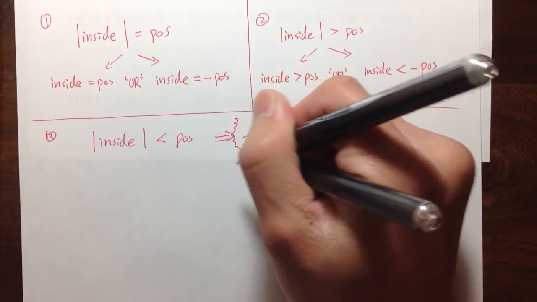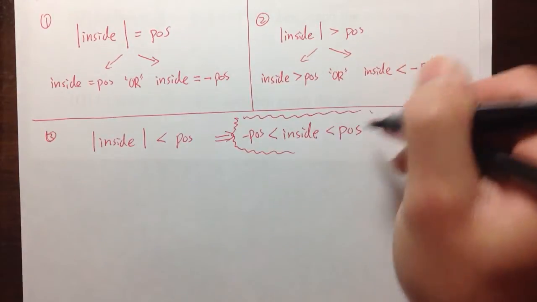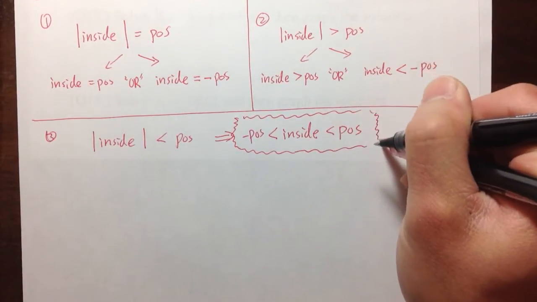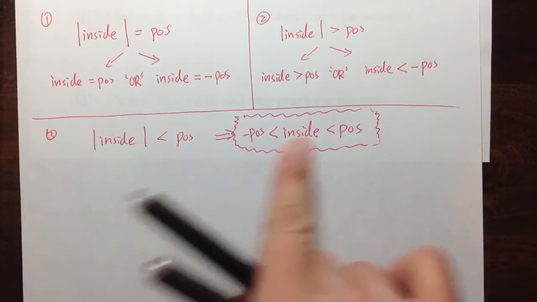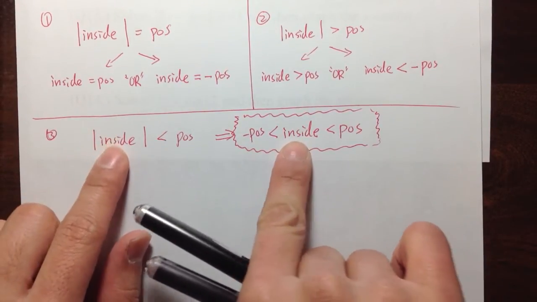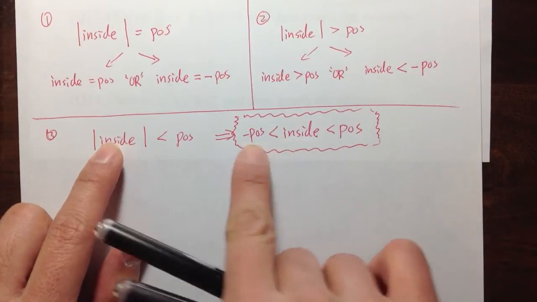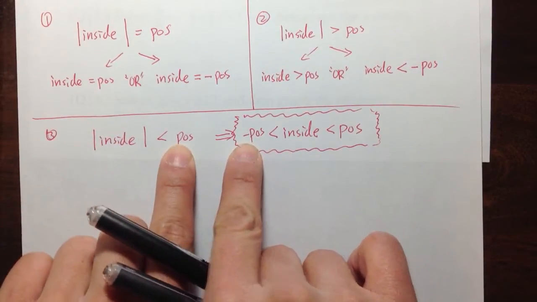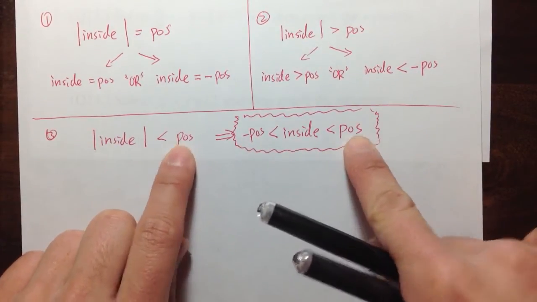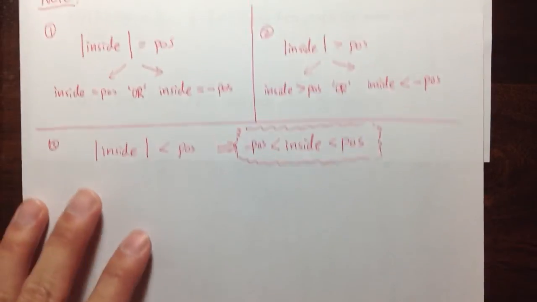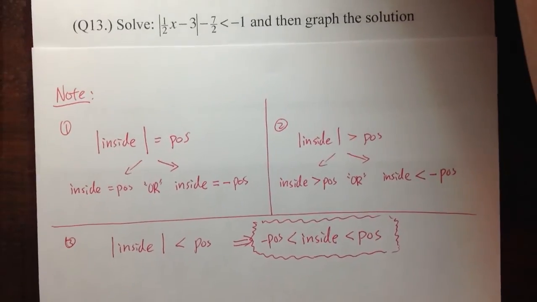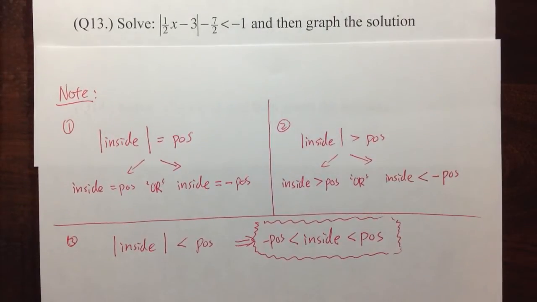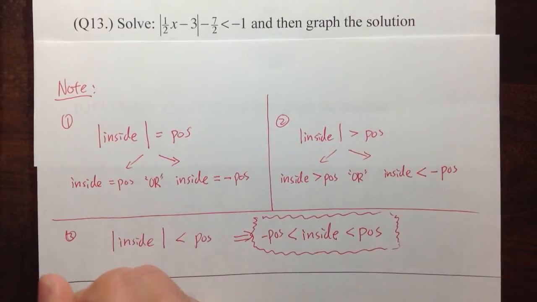So this is how you break down the absolute value with less than. Absolute value is less than a positive number. So you put it inside, in between of negative of this number and then the positive of that number. This is the idea that we're going to use for question number 13. And let me write down the question right here, and then we can get to work.